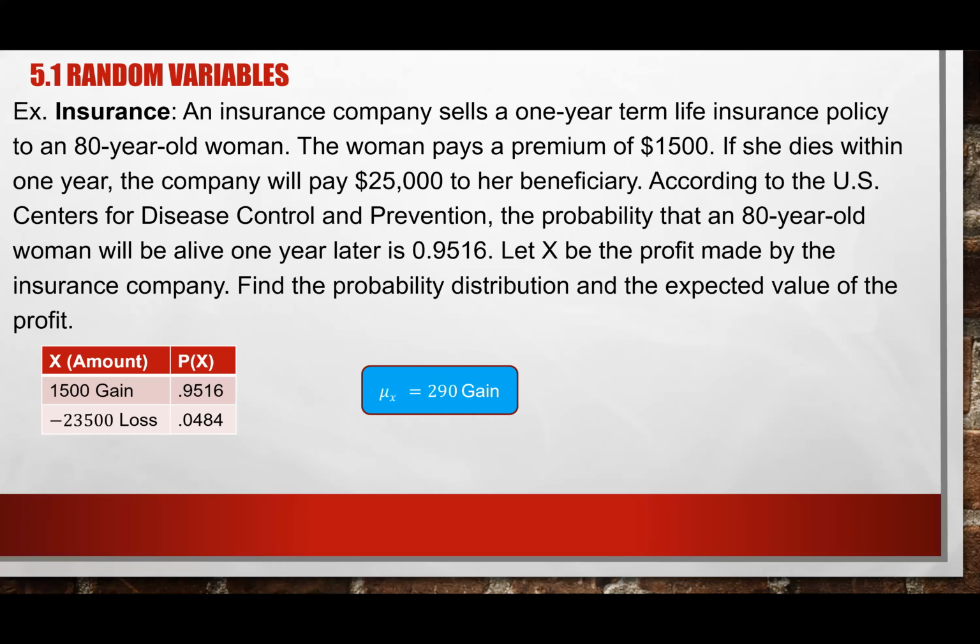Everybody have the 290? Yes. Basically, they say that in the long run, if they sell to a lot of 80-year-old women, they gain. If they sell to just one person, then if she's alive after 1 year, they gain 1,500. If she unfortunately dies within that year, they lose the 23,500. But in the long run, meaning if they sell a lot of policies to a lot of 80-year-old women, then they will gain $290. Basically, they took the money from the other women who are alive after a year, and they pay for the one that unfortunately died within the year.